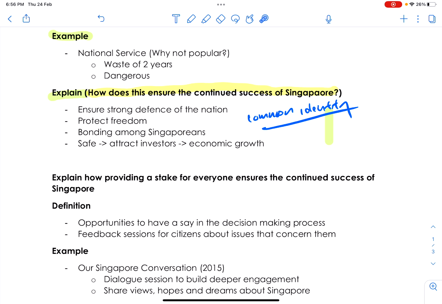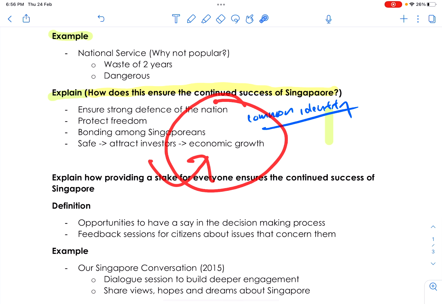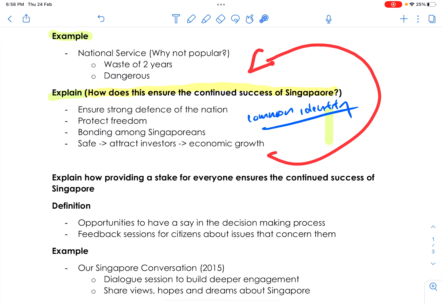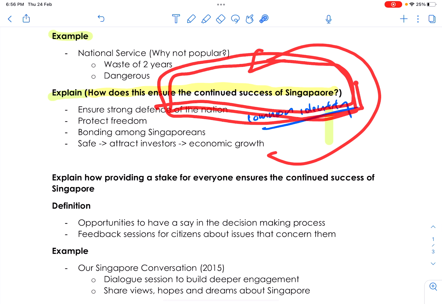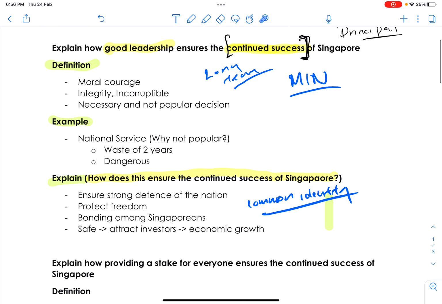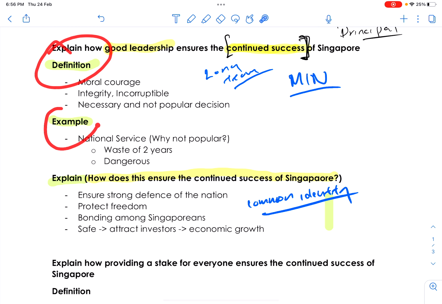So when a country is safe, you can attract investors, and in turn, this can allow you to have economic growth. All right. So safe equals to attract investors equals to economic growth, and thus finally equals to your final outcome of continued success of Singapore. All right. So your essay should look like this. Okay. Definition, example, explain of your key factor.